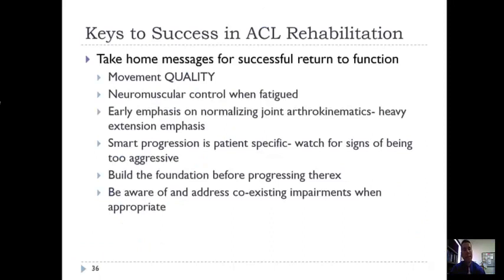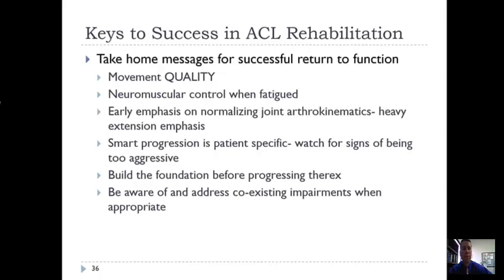Some of the keys to success, some of the keys that we oftentimes take for granted: movement quality. If we just pass the patient off to ancillary personnel to run through all their exercises, we're not looking at quality of movement, we're definitely missing out. There were so many times we had to correct our patient's movement, correct their knee and hip position to make sure they're doing everything perfectly.